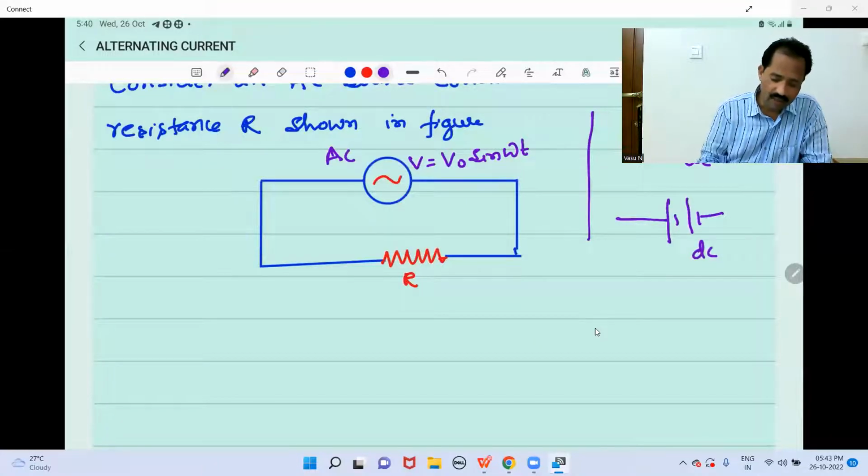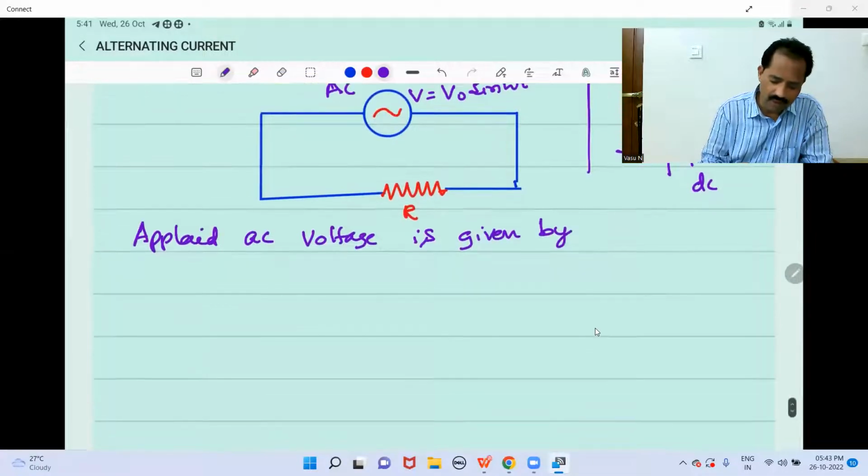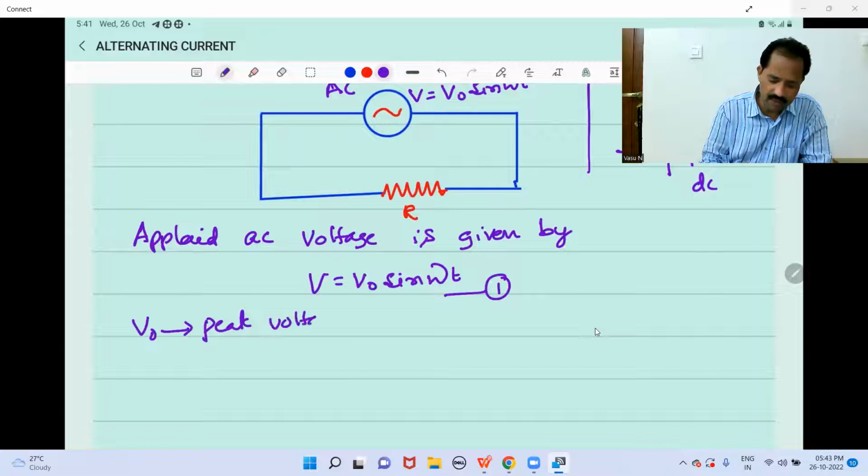Fine. Hangidre the applied voltage is given by the given voltage or applied AC voltage is given by, let us write down that equation. V is equal to V naught sine omega t. Equation number 1. Now, what is called V naught? V naught stands for the peak voltage. Peak voltage.